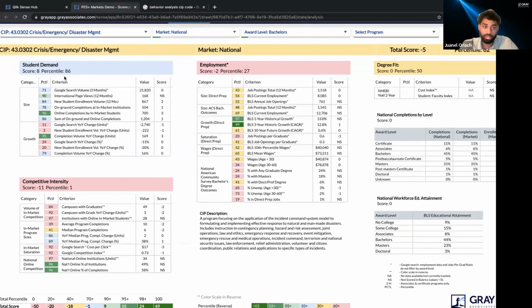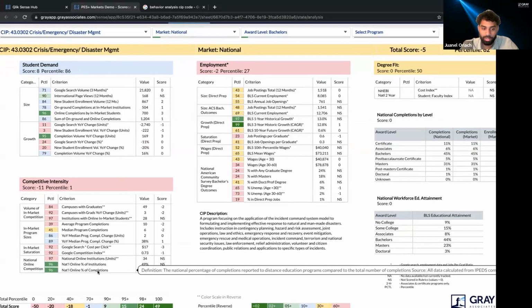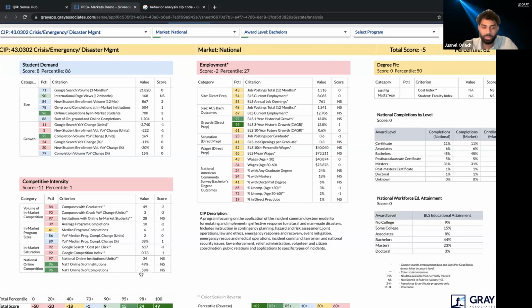Student demand is strong, I would say, even though we're seeing this light blue that's different than the green; it's still relatively strong. Where is it strong? Google search volumes are above average. Online completions are very strong in this case, at 700, which is the 96th percentile. This goes hand in hand with an online viability metric called National Online Percentage of Completions, which shows 58% of completions happening online for this program.